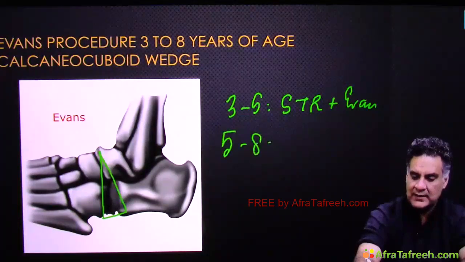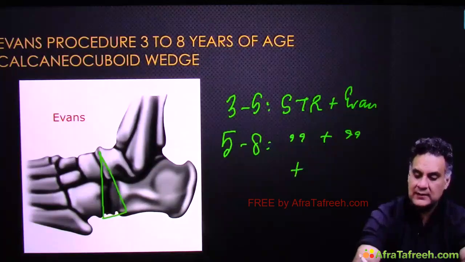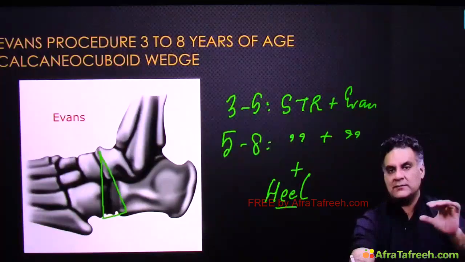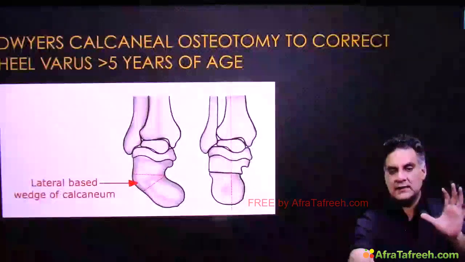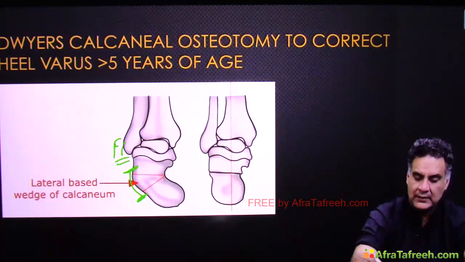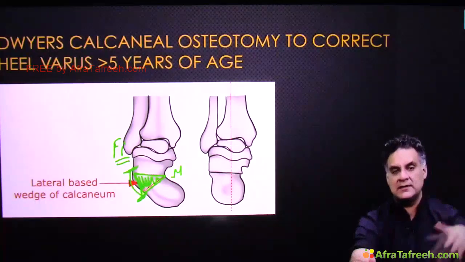5 to 8, again the same: soft tissue release plus calcaneocuboid wedge, plus more than 5 years you correct the heel. Take out a wedge from the heel called Dwyer's osteotomy. More on the lateral side because this is the fibula laterally, less on the medial side. The wedge is always the same. So beyond 5, heel correction.